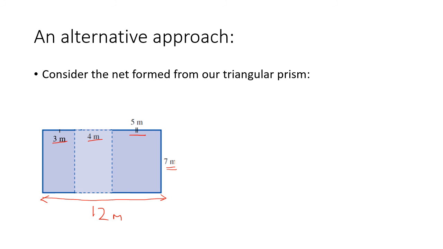Sorry, that wasn't my finest work. So in this case, the area of the sides is just going to be 7 times 12, which is 84 meters squared. And then we would just have to add the area of our ends on and get the total surface area of our prism.